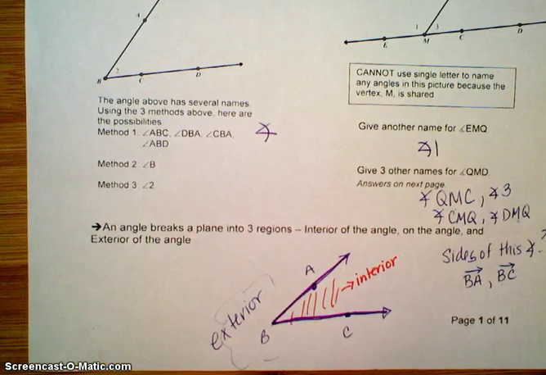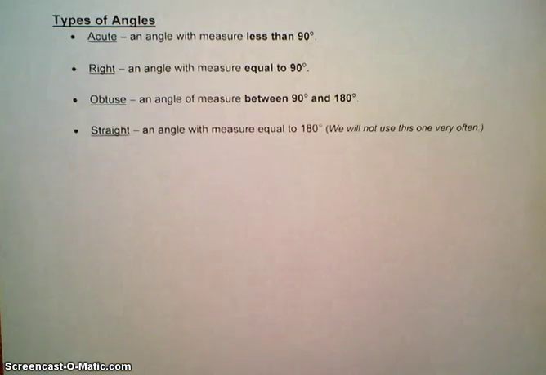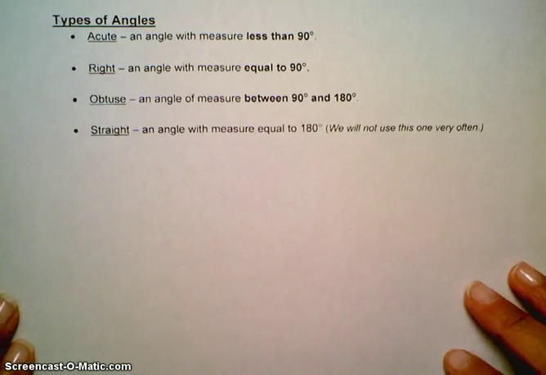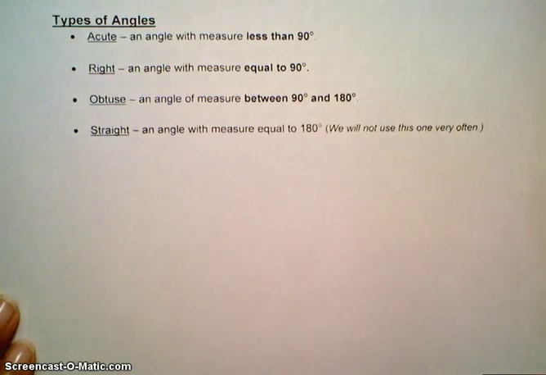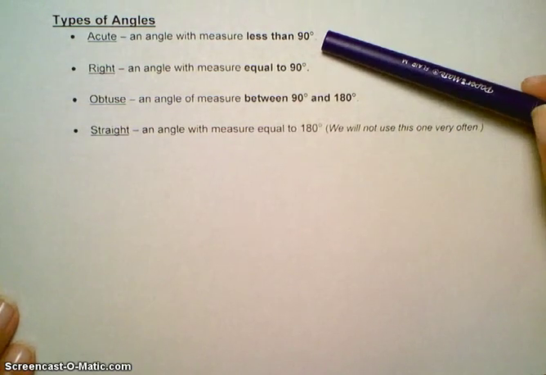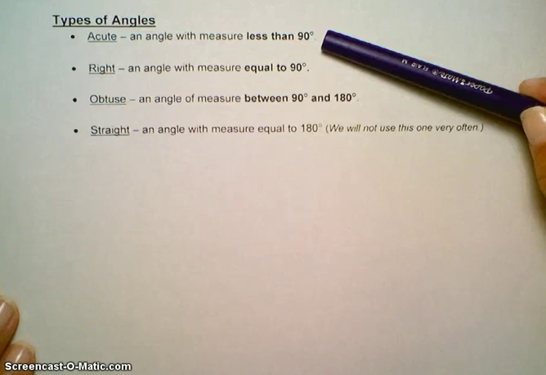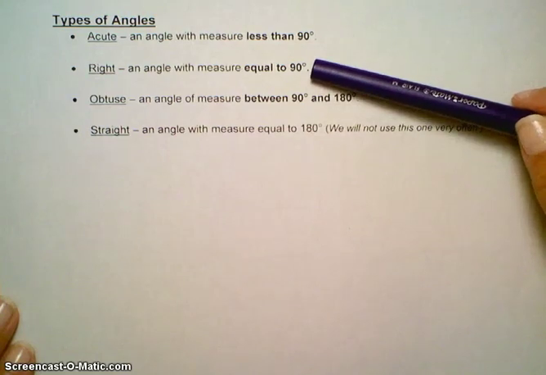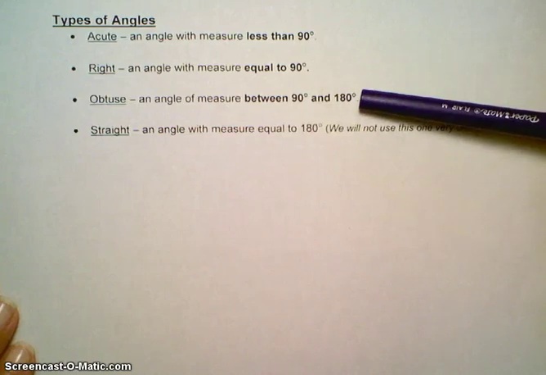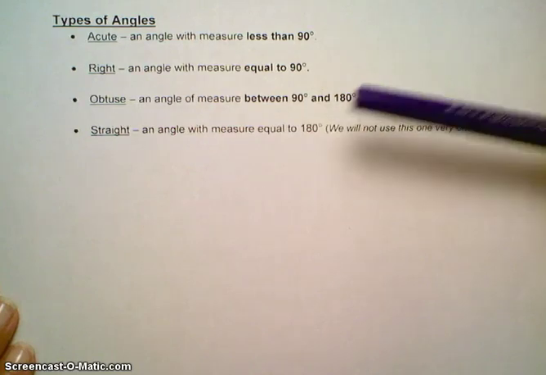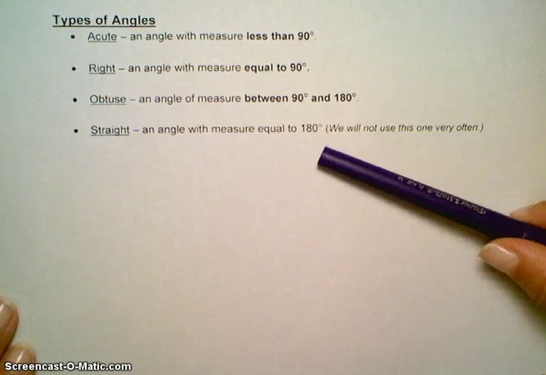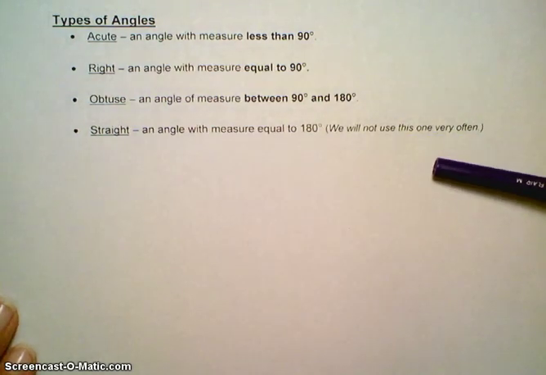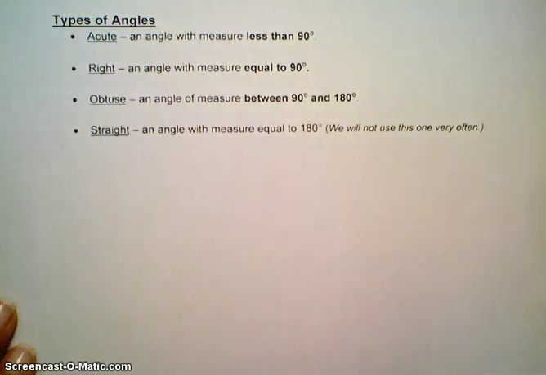Okay, we're moving on to page 2. On page 2, you'll find that the types of angles are listed here. We have acute angles, which are angles which measure less than 90 degrees. Again, the unit of measure we're using is degrees. A right angle measures 90 degrees. An obtuse angle lies between 90 and 180. And then a straight angle measures 180 degrees. I tend to not use this one very often because if we draw a straight angle, it's pretty much going to look like a line.